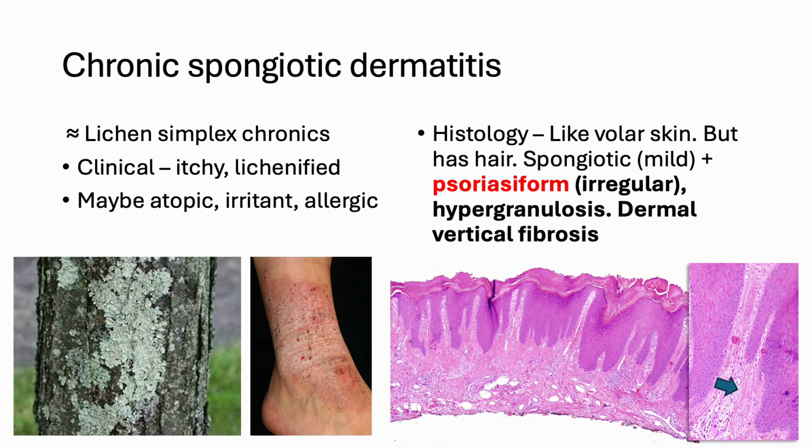And I know I have shown this picture already, but let's look at it again. See, those are not elephant legs. Some of them look slender, some of them look thicker and fatter. So this is irregular psoriasiform. Okay, this is a chronic spongiotic dermatitis, aka lichen simplex chronicus.